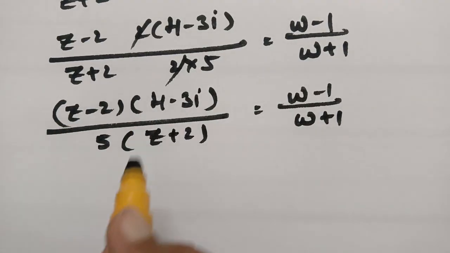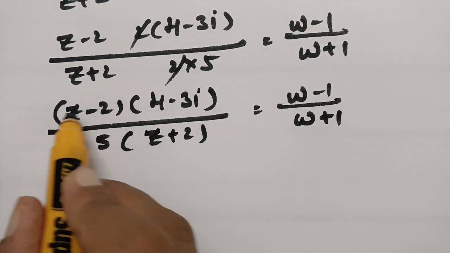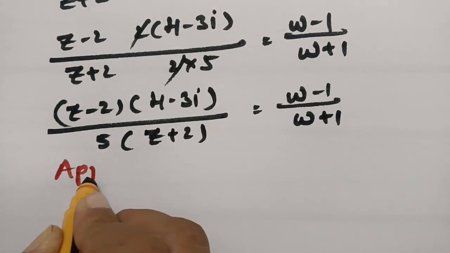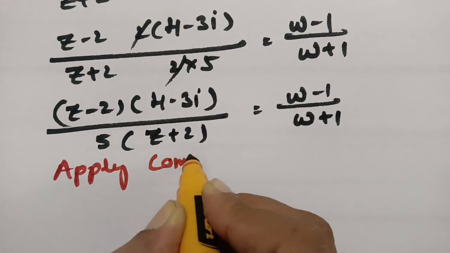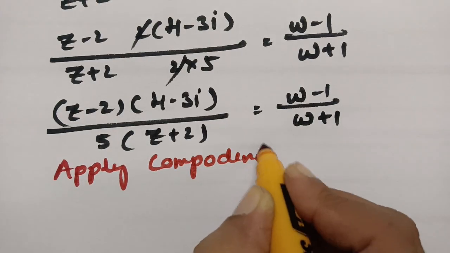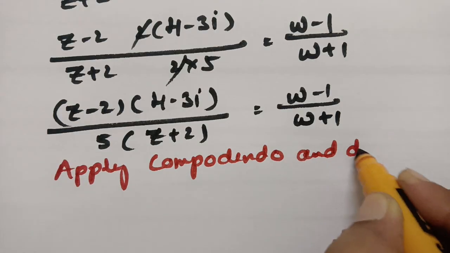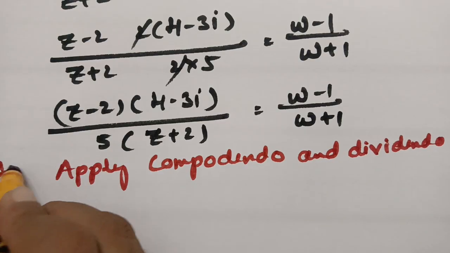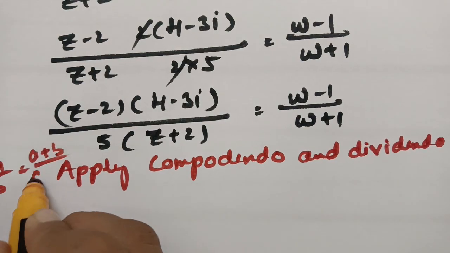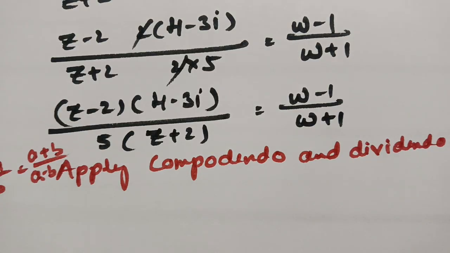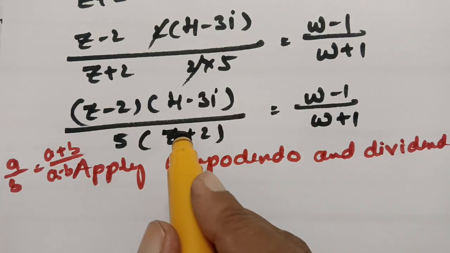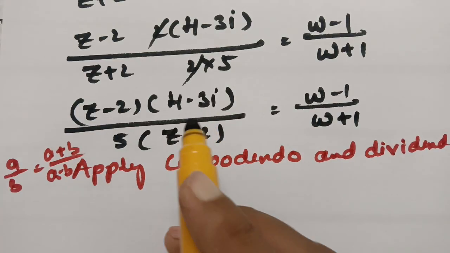So if I multiply, see what happens here. If I apply componendo and dividendo, what is componendo and dividendo for an a by b fraction? We have to make an addition one time and a subtraction one time. So this is the fraction a by b. We have to add these two once in the numerator and we have to subtract in the denominator.